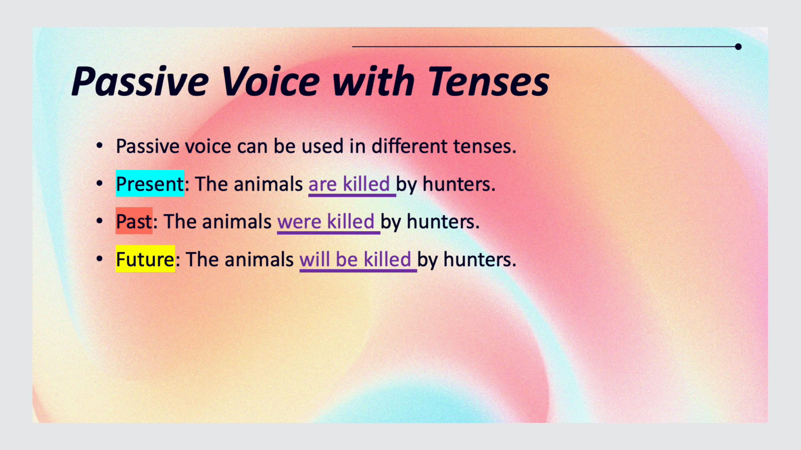Last but not least, passive voice can also be used with future tense. The animals will be killed by hunters. So make sure that you know the time expression, so that you can apply passive voice with the correct tenses successfully.